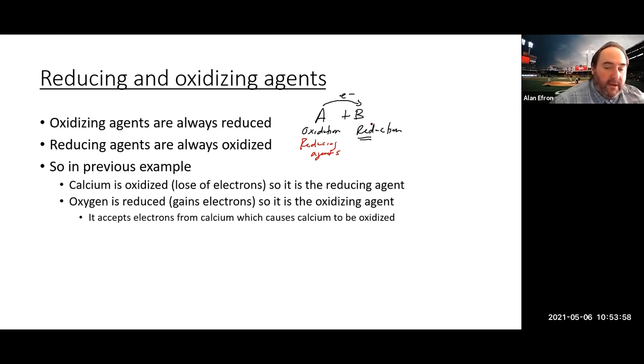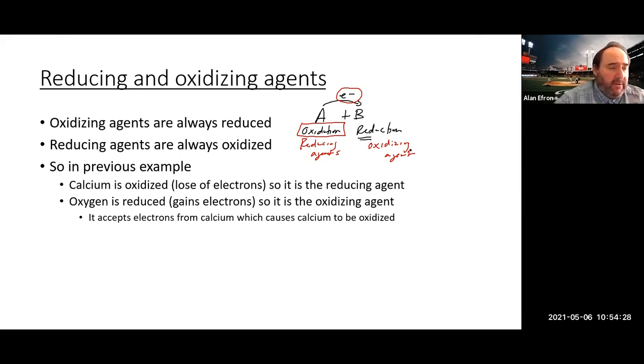Now, when we talk about B in this case, it is going to go through reduction, which means obviously it wants to gain electrons. The only way B can gain electrons is to cause A to go through oxidation. And that is why B would be known as the oxidizing agent. So it is basically because that is the effect that they cause in the other substance.